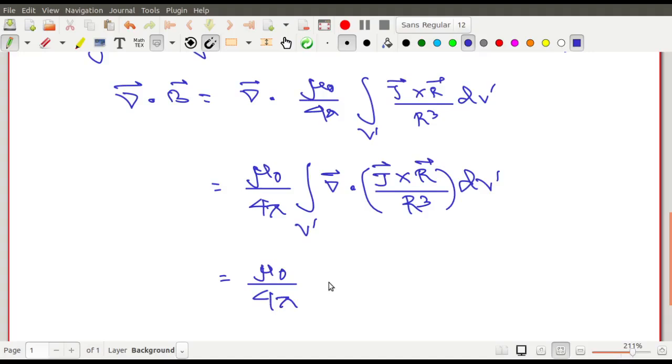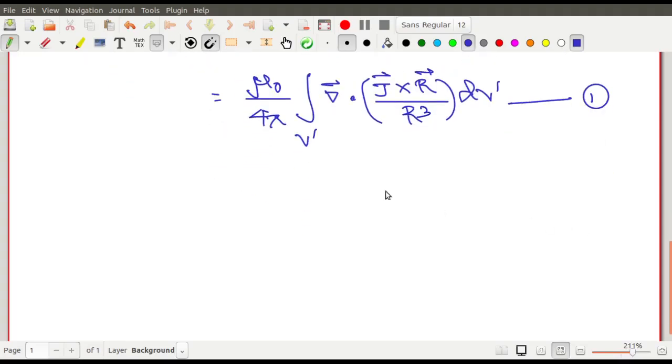So mu 0 by 4 pi. Okay, so leave it like this. So now you need to calculate this divergence, and you will see within the next 2 to 3 minutes that this divergence comes out to be 0. Now let us calculate this divergence. Divergence of J cross R by R cube. I separated it out. One I keep as J vector and another I write R vector by R cube.